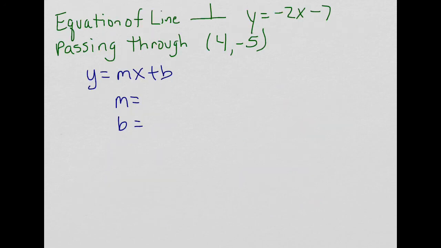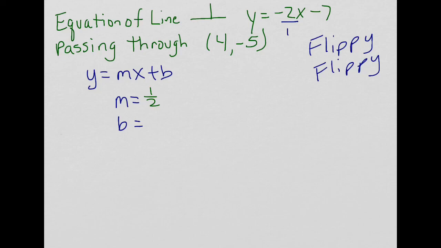Now we're going to do perpendicular. So perpendicular says that the slopes have to be flippy-flippy. So that means we're going to flip the fraction over, and we're going to flip the sign. So that means our slope is going to be positive, and it's going to be a positive 1/2. Now I need to find my b. So I'm going to go ahead and use 4, -5 to find my b. That's my x. There's my y.